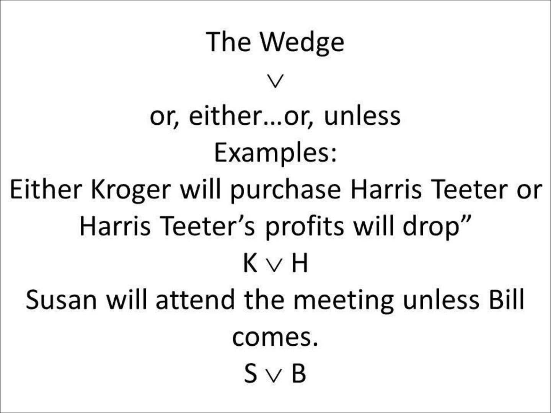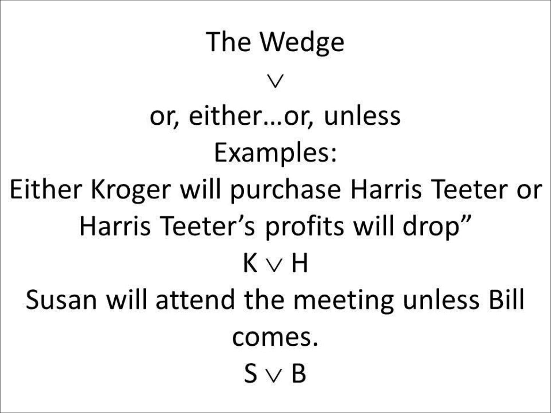Moving on to the wedge. The wedge symbolizes or, either or. It also symbolizes the word unless. So when you see the word unless, you can kind of pretend it's an or and just put the wedge there. So a couple of examples here. Either Kroger will purchase Harris Teeter or Harris Teeter's profits will drop. So K for Kroger will purchase Harris Teeter. H for Harris Teeter's profits will drop. That's going to be symbolized as K wedge H.